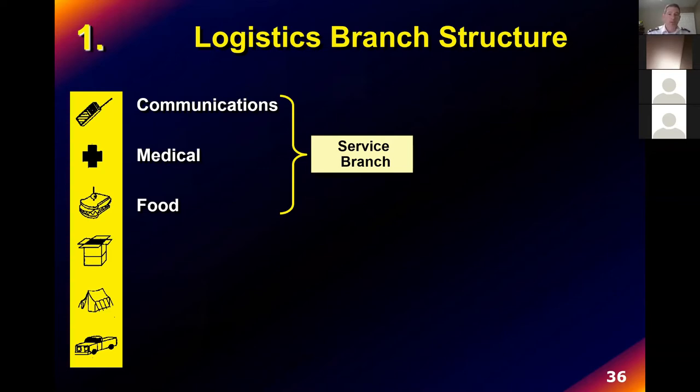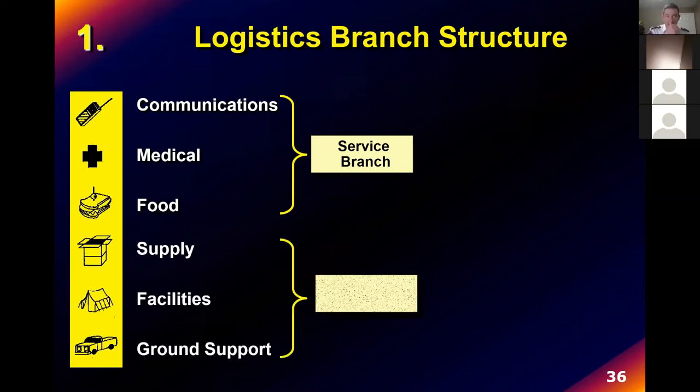So the next branch we'll talk about is the support branch. The support branch includes supply, facilities, and ground support. With supply, all resource orders are placed basically through that supply branch. With facilities, they're going to set up and maintain any necessary facilities that we need. Maybe a base camp is required. They can also oversee base camp managers and provide security there. And with ground support, we're looking at things like transportation, fuel, maintenance of assigned vehicles. So maybe we have an equipment manager, somebody who's actually going to be overseeing all of that, right?